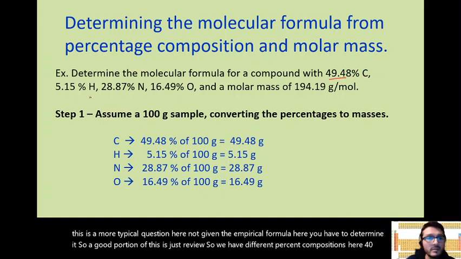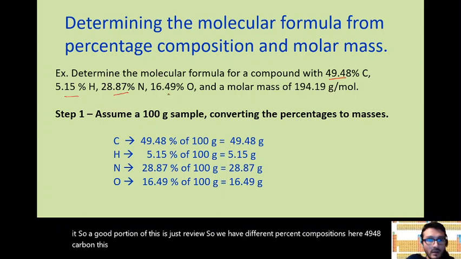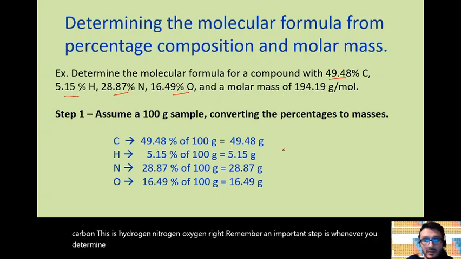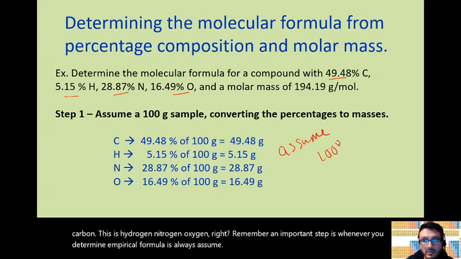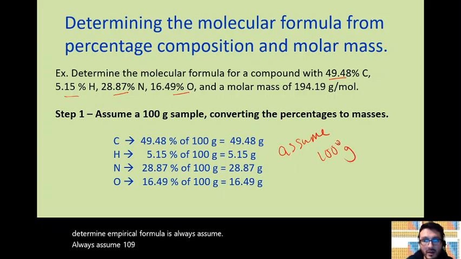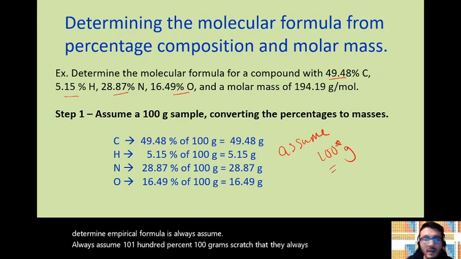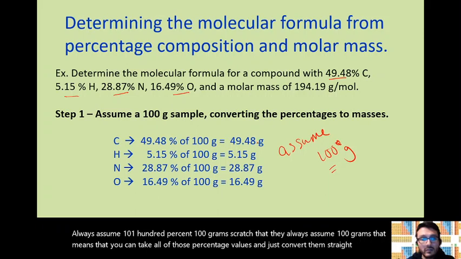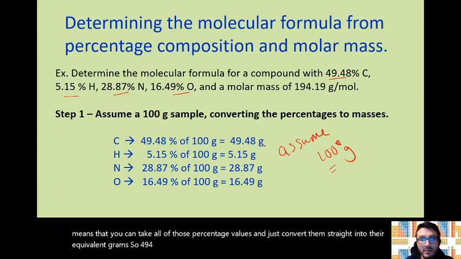49.48 carbon. This is hydrogen, nitrogen, oxygen. Remember, an important step whenever you're determining an empirical formula is to always assume 100, not 100%, 100 grams. Scratch that. Always assume 100 grams. That means that you can take all of those percentage values and just convert them straight into their equivalent grams. So 49.48 percent becomes 49.48 grams. That makes the math a lot easier.